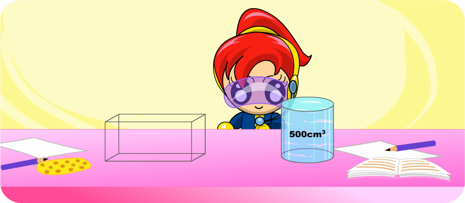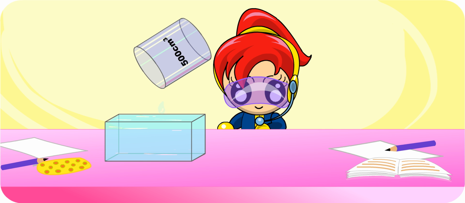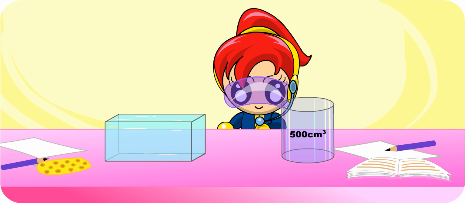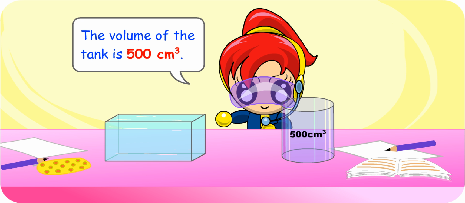Hi Turbo Girl. Today we are going to learn more about volume. Let me ask you a question. If I pour all the water from this container into the tank and the water reaches the brim, can you tell me what is the volume of the tank? That's easy. The volume of the tank is 500 cubic centimeters.